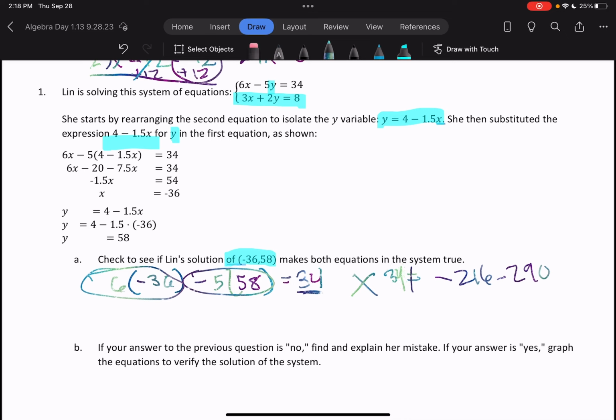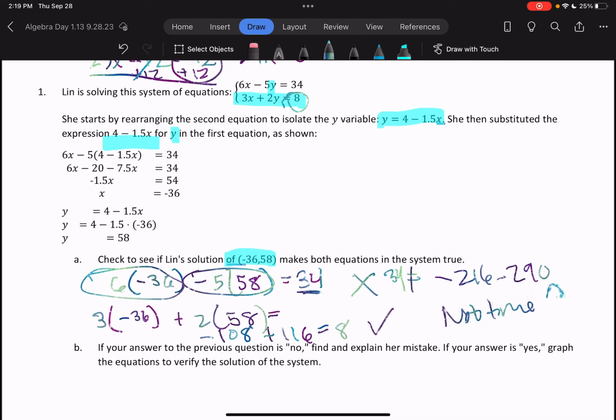34. Okay? In the second equation, though, if we do 3 times negative 36 plus 2 times 58, we end up with negative 108 plus 116 equals 8, and that's what we have here, equals 8. So that does work. These two values work in the second equation, but not in the first equation. So this is not true for the system of equations. It is true for one of them, but not for the system.